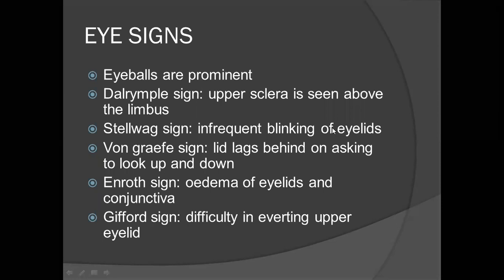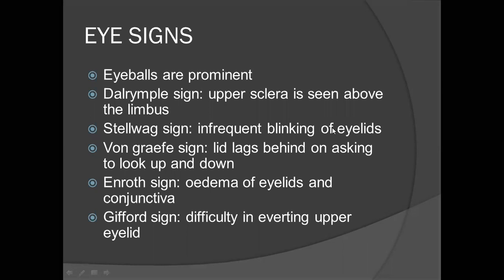Next, what is it? Enroth's sign. Edema of the eyelids and conjunctiva. Why does it happen? In severe exophthalmos it happens. Again, the retroorbital fatty deposition blocks the lymphatics, so lymphatic drainage is not happening freely. Lid edema may not happen very frequently, but conjunctival edema will happen. Usually the lymphatics drain through the cervical lymph nodes so you don't see anything, but the retroorbital lymphatics are blocked, so you might have conjunctival edema.